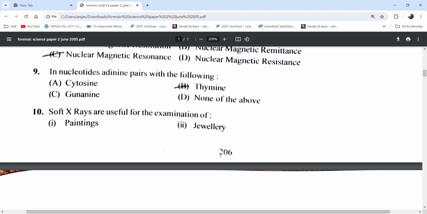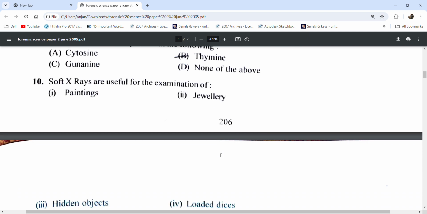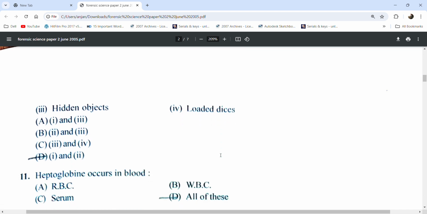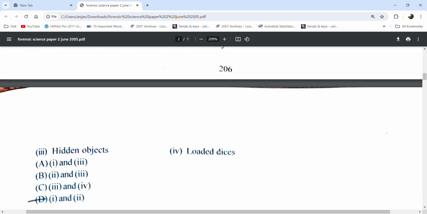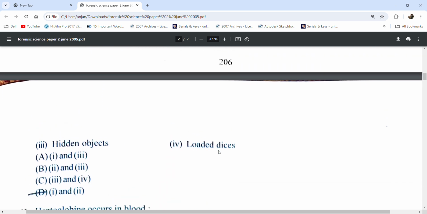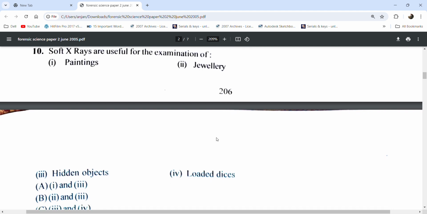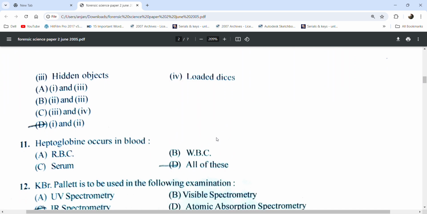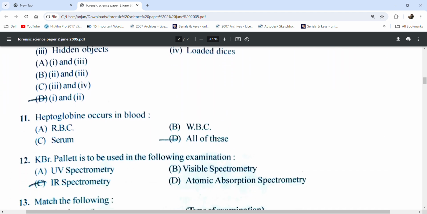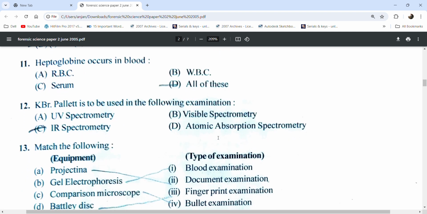Soft X-rays are useful for the examination of paintings and jewelry, because if hard X-rays were used, the paintings and jewelry would be damaged. Haptoglobin occurs in blood: all of the above, RBC, WBC, serum. A KBr pellet is to be used in the following examination: IR spectrometry.